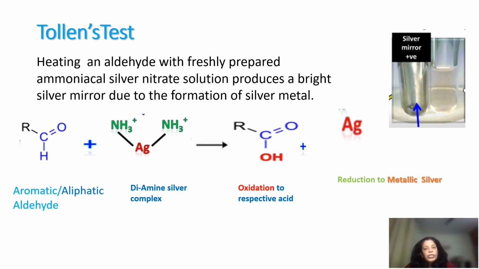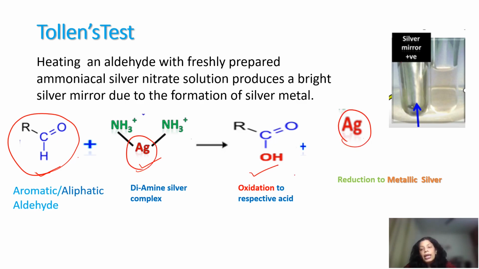Now there are a few tests with which we can differentiate between aldehyde and ketone. One of them is the Tollens test. In this, the aldehyde is treated with freshly prepared ammoniacal silver nitrate, which will lead to the oxidation of this aldehyde to the corresponding carboxylic acid, and silver will get reduced to metallic silver, which will get collected on the wall of the test tube, giving the appearance of a silver mirror. That is why this test is also called the silver mirror test.